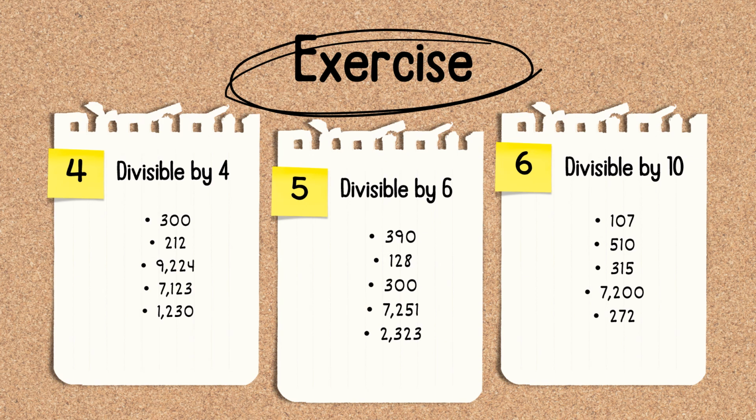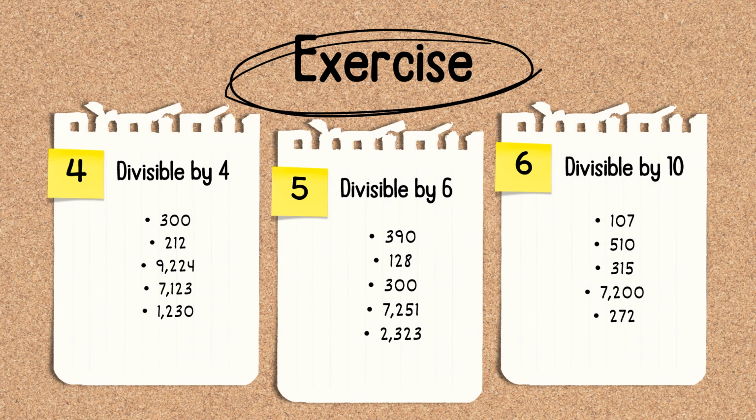Divisible by 4. What is the rule of 4? Yes, excellent, math champions. Any number that ends with two zeros, or whose last two digits are in the timetable of 4, a multiple of 4, or divisible by 4, will make the whole number divisible by 4. Excellent.